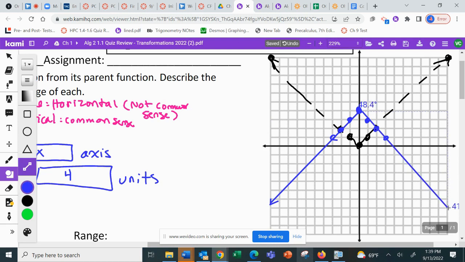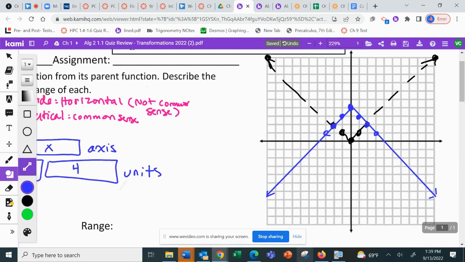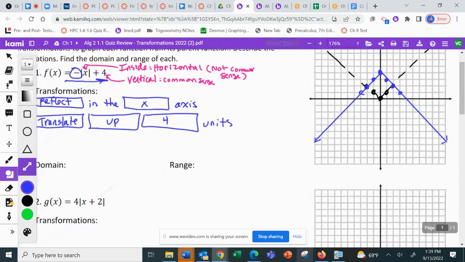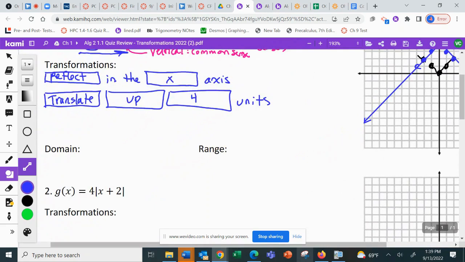On the quiz, if you need to use a ruler to make a straight line, I have rulers you can borrow. Hold on. Two questions at the same time. Do we have to what? Somebody said, do we have to?